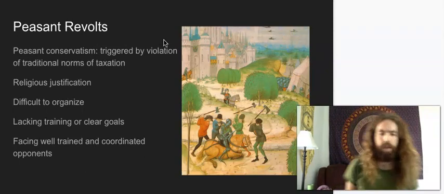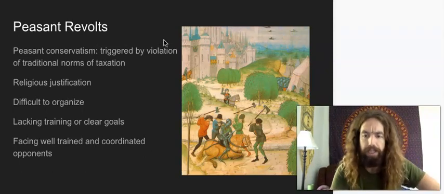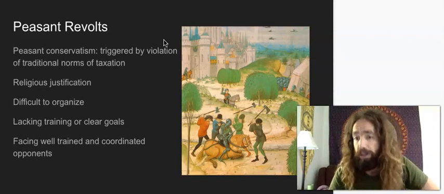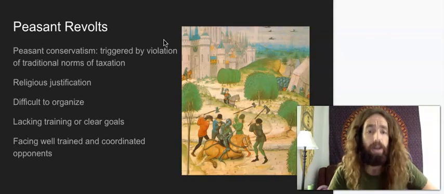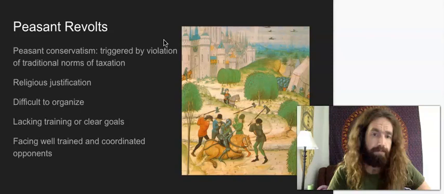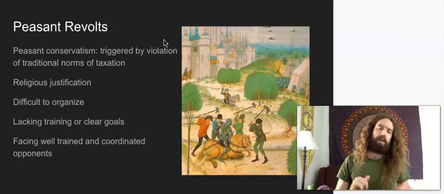So first, let's talk about peasant revolts. And let me just say, first of all, guys, if you ever have the opportunity to join a peasant revolt, don't do it. Peasant revolts almost entirely fail. And during the Middle Ages, they fail every single time. But so let's talk about it.